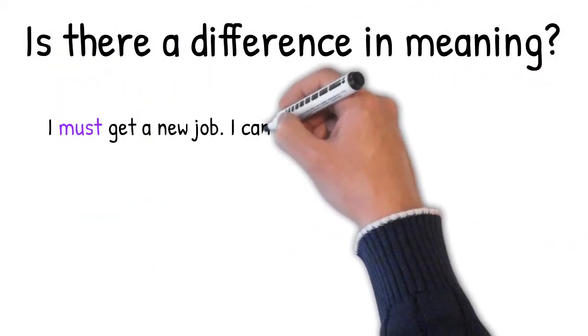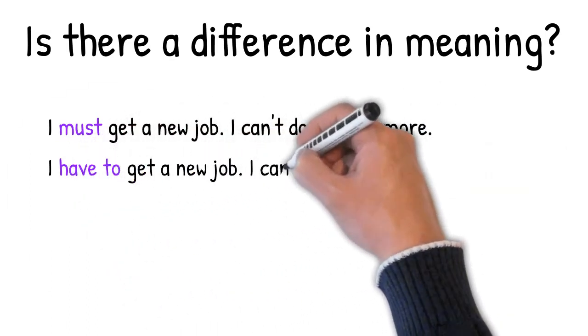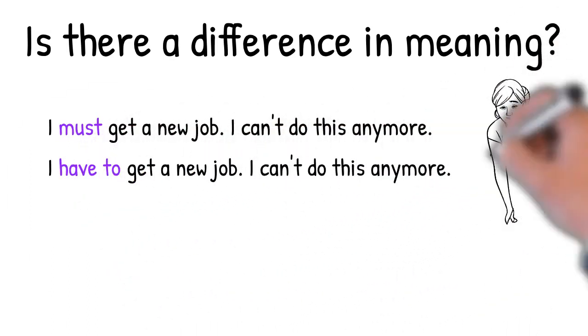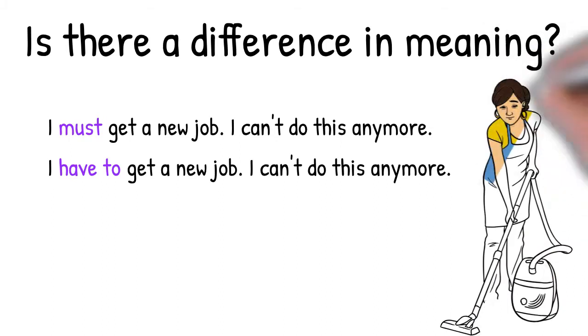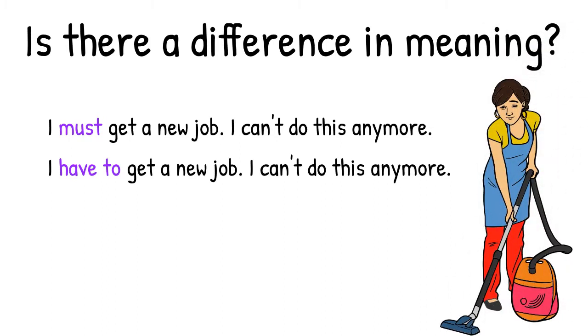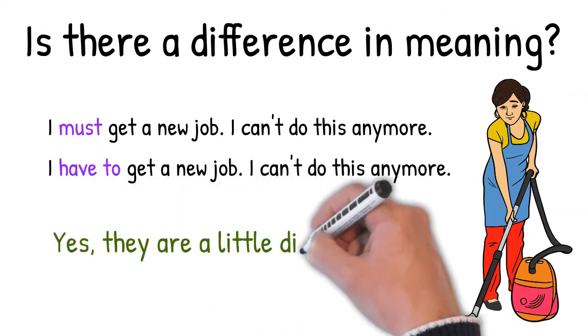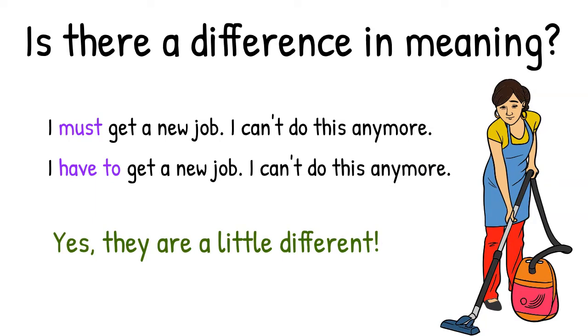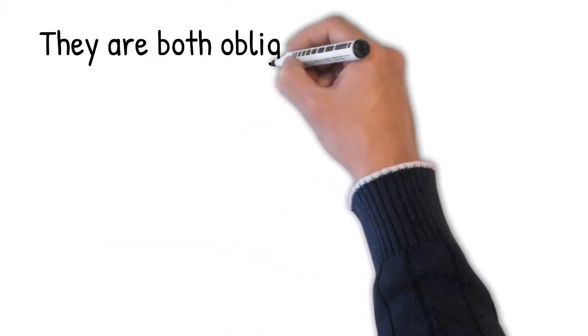But do you think, is there a difference in meaning between these two sentences? Let's look at them again. I must get a new job. I can't do this anymore. I have to get a new job. I can't do this anymore. So do you think there's a difference in meaning? Yes, there is a little difference. Let's look at what that looks like.